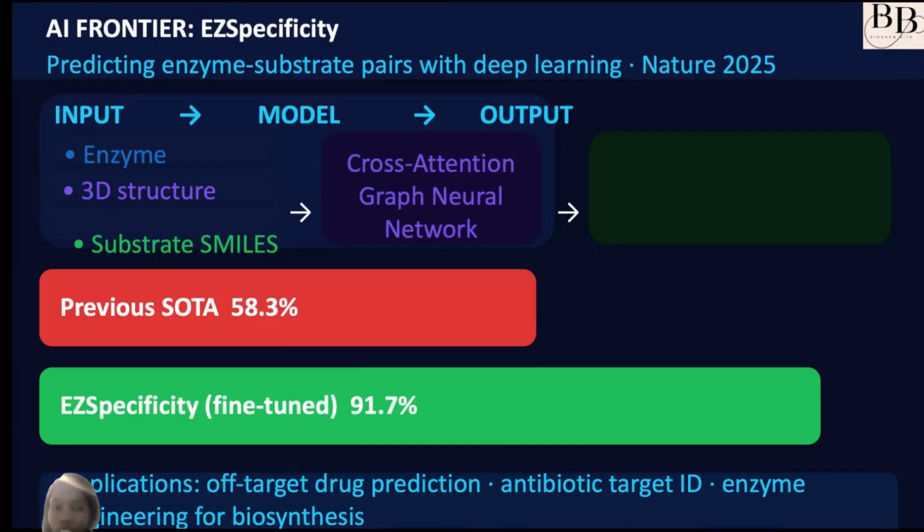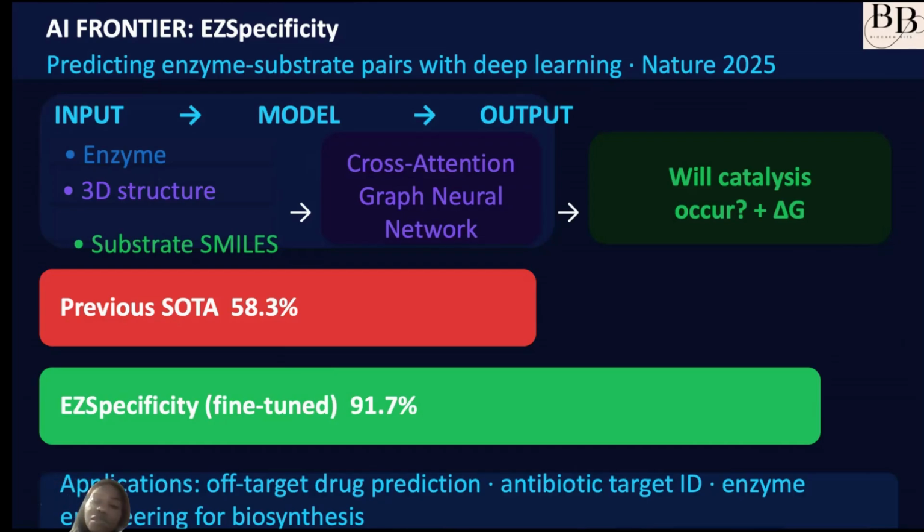And so when it takes this, it does some cross-attention. When this is fed into an AI model, it does some cross-attention, looking into the substrate's chemical structure, and then it comes out with a simpler answer, letting us know if the enzyme will be able to catalyze that molecule. If it is yes, how energetically favorable is it? Talking about the Gibbs free energy that is involved for the biological reaction to progress. And so when EZSpecificity came, it hit around 91.7%, which is quite good.